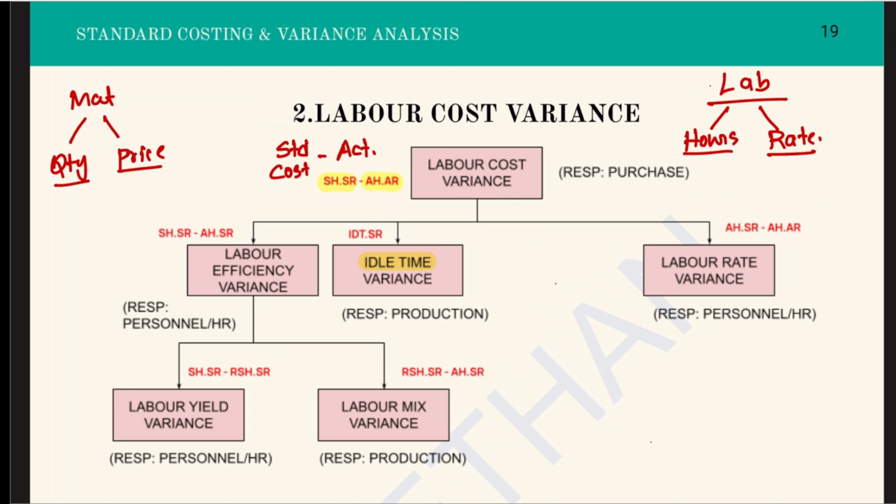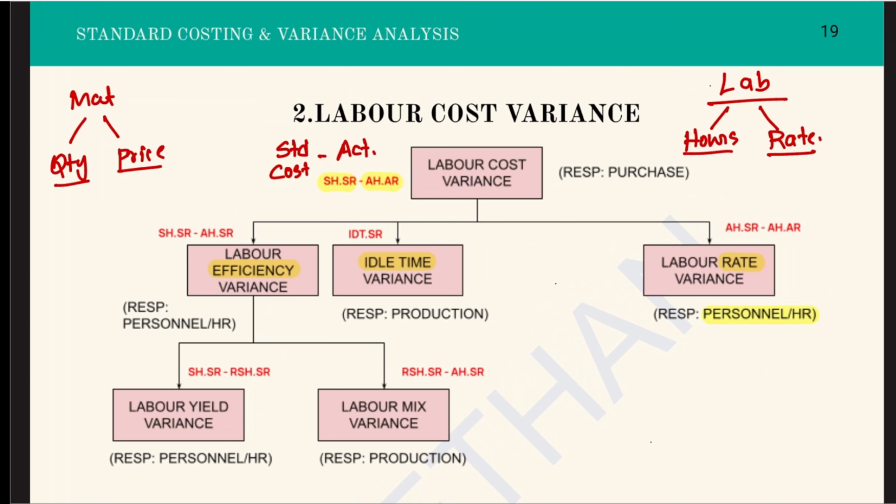Labor cost variance is broadly divided into two sub variances, which are labor rate variance, on the right hand side, and labor efficiency variance. Rate variance is because I was supposed to pay him X rupees, I'm paying him Y rupees. Who is responsible for this? The personnel department or HR department. The formula for this is actual hour into standard rate minus actual hour into actual rate.